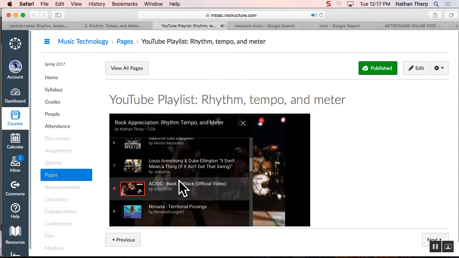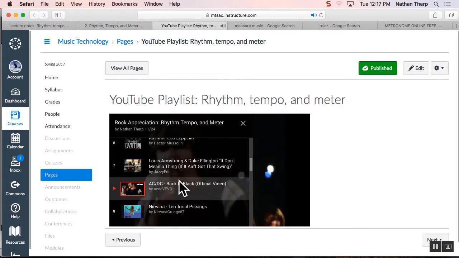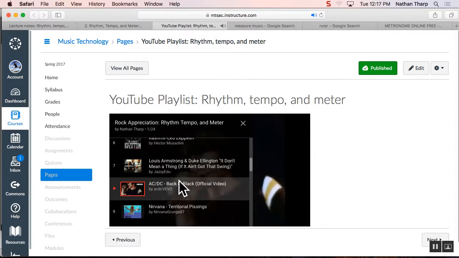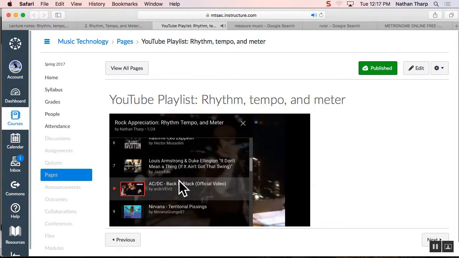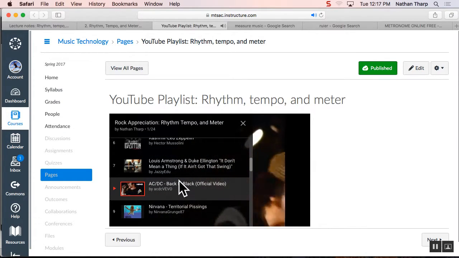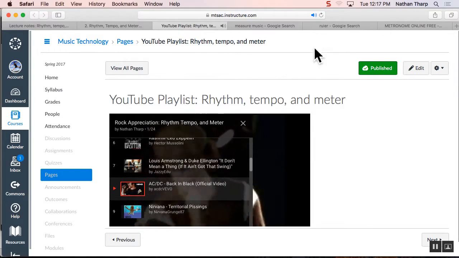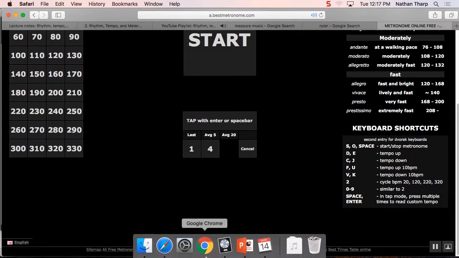What speed is this? This is andante. This is a walk. If I was walking to class, this is the pace I walk to class. Okay? Andante. Let's check it out here. Right at 100 beats per minute. Okay? This is right in the middle.